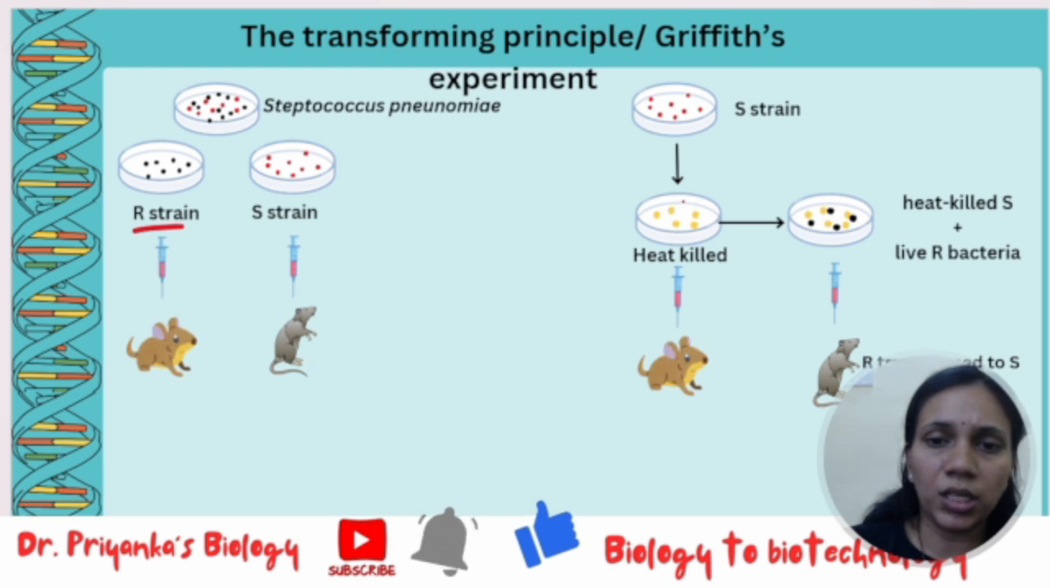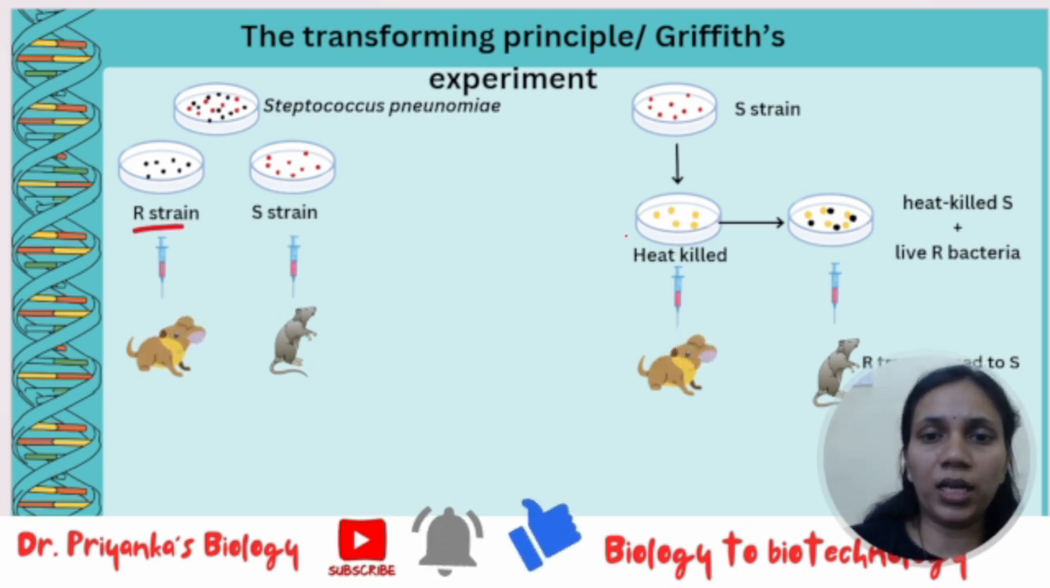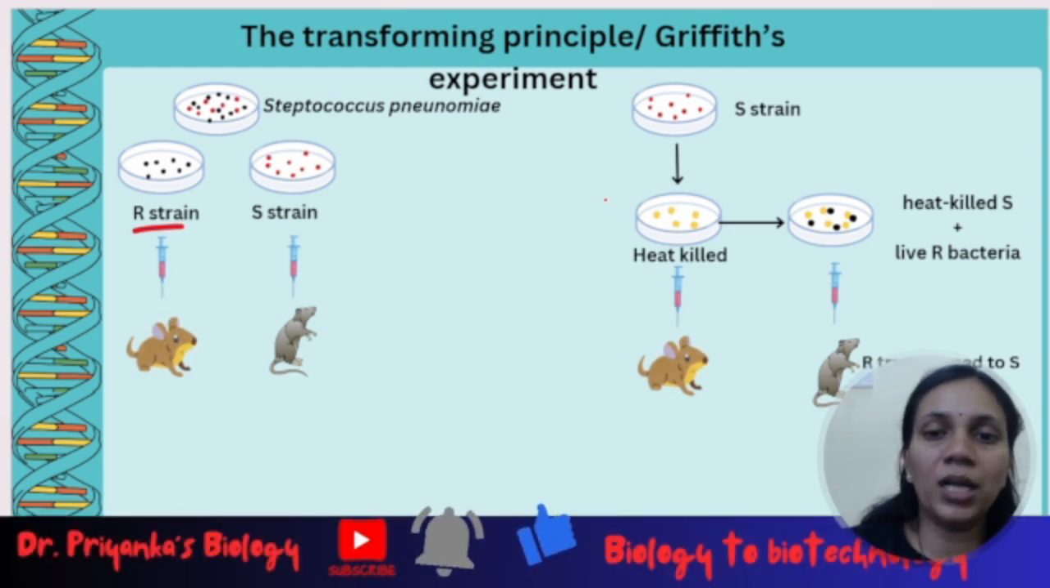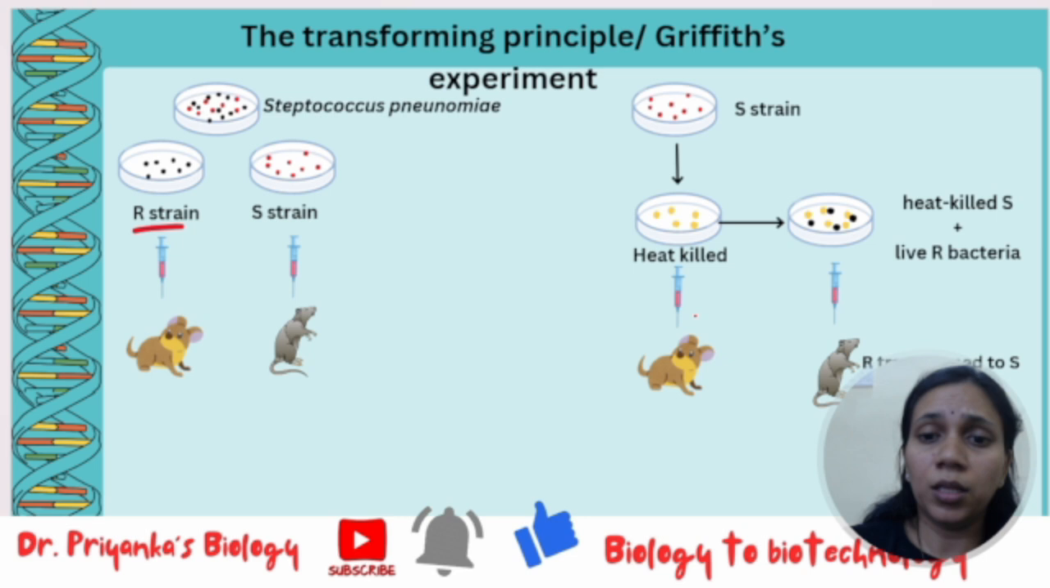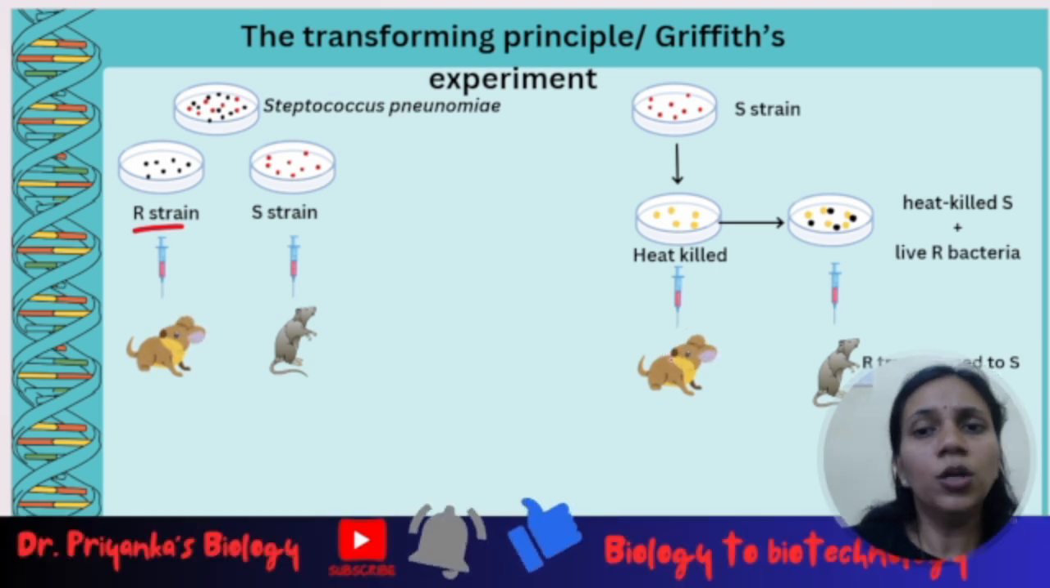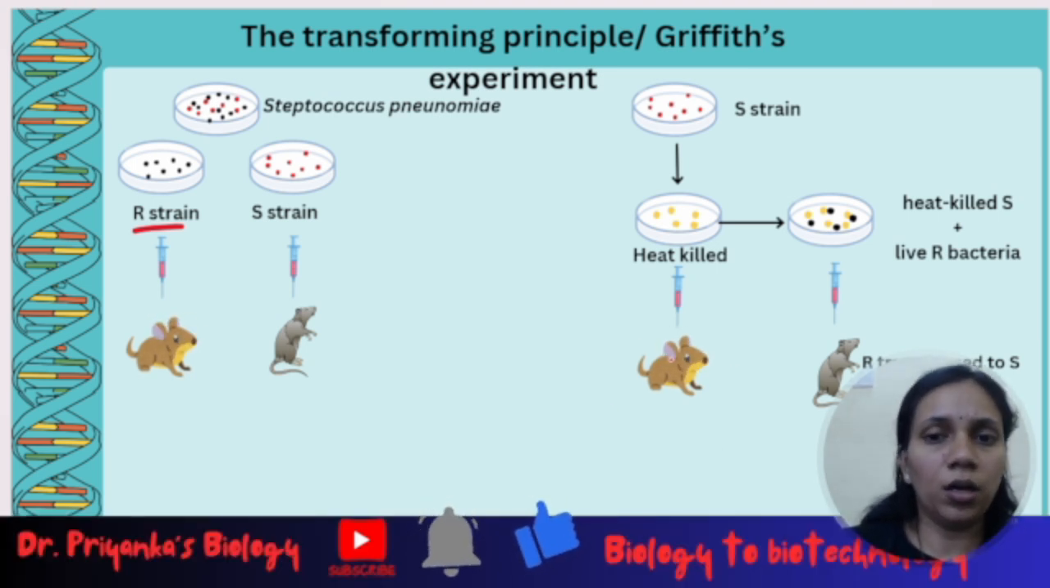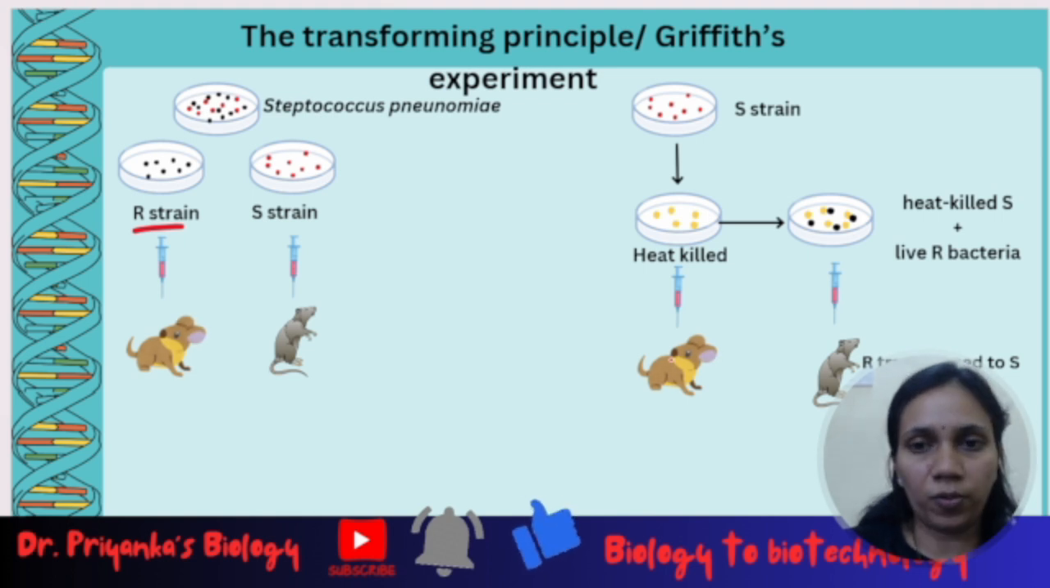So what he did was he heat killed. That is, he tried to kill those bacteria, that S strain, by heating it. So that is called heat killed. So he heat killed the bacteria and injected it into the mouse. To his surprise, he saw that the mouse was still alive because the bacteria were dead, and it caused no pneumonia. So the animal was safe and it survived.